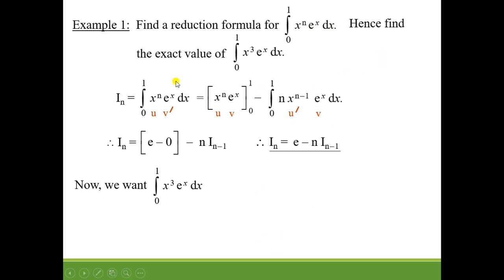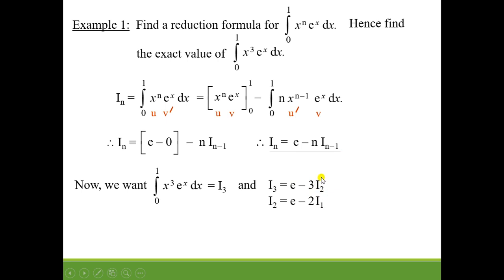Now we have to find the value of this. If a multiple choice question is asked, the formula is given and they will ask for this. So what is this? This is nothing but I3. Why I3? Because the power of x is 3. So I have to find the value of I3. Put n is equal to 3 in the given formula, and I will get I3 is equal to e as it is, minus n, now 3, into I n minus 1, that is 3 minus 1, which becomes 2. So I3 becomes e minus 3 I2.